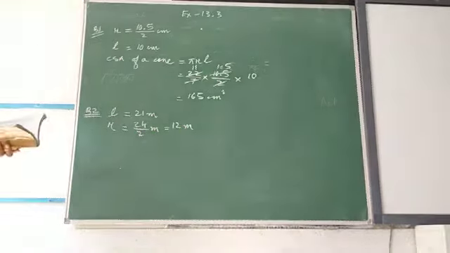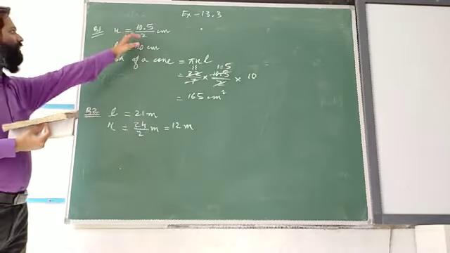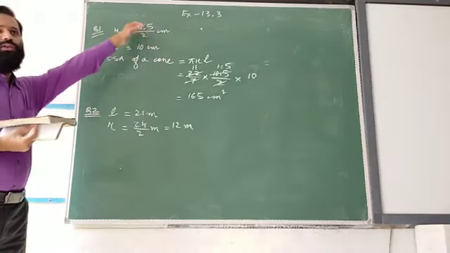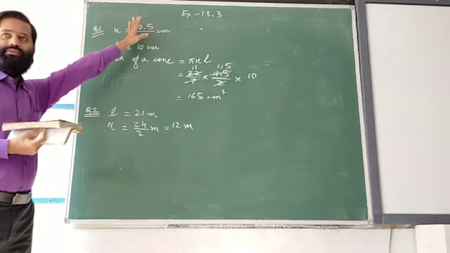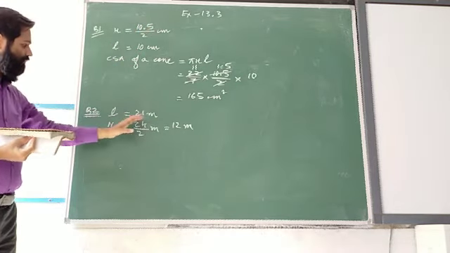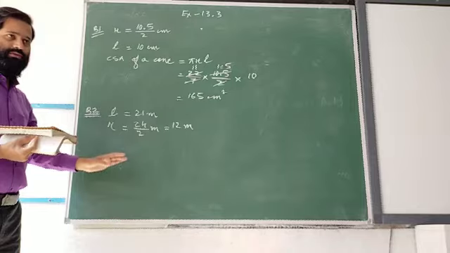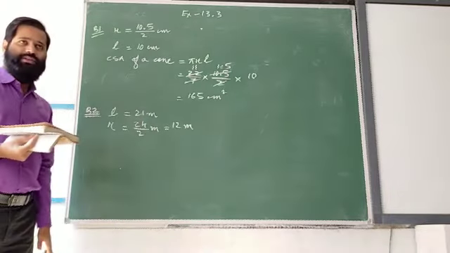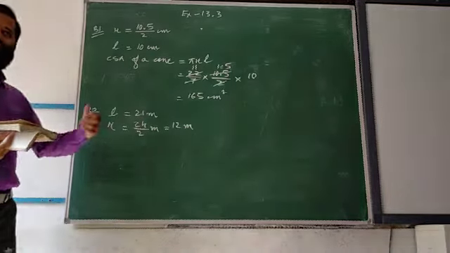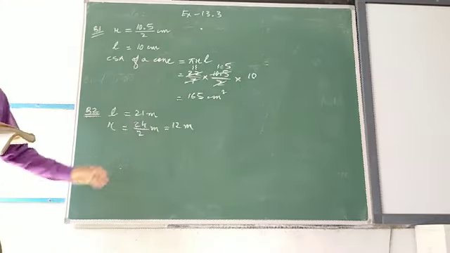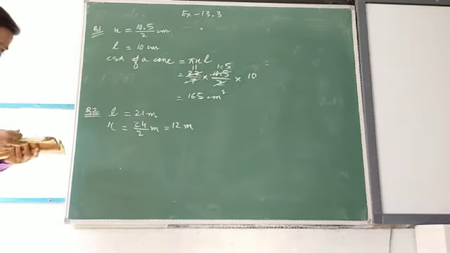Now in this case, you can see that the radius was 10.5 by 2. This 2 cannot be cancelled, that's why I left it this way. But here 24 by 2 can be cancelled by 2, so we have cancelled that and written 12. If something is cancelled, you cancel it and write. Otherwise, leave it that way, no problem.